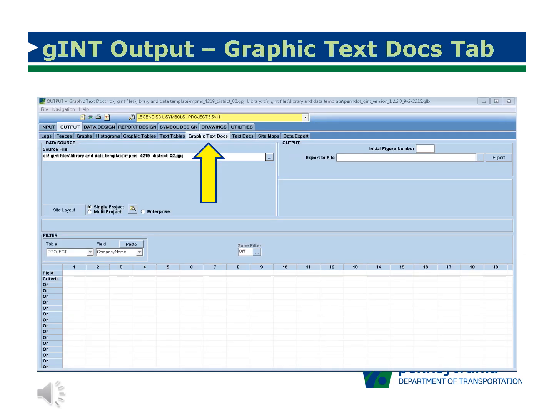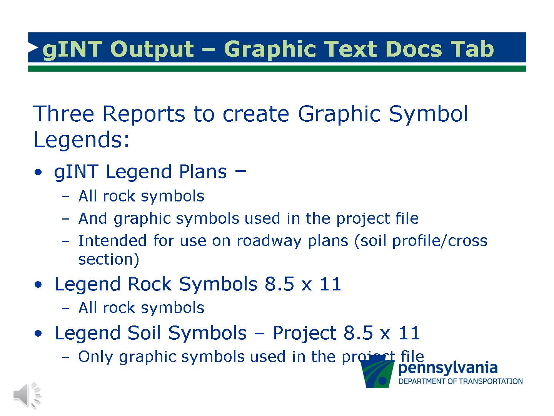The Graphic Text Document tab is used to create graphic symbol legends for geotechnical reports and plans. 3 reports are available: gINT Legend for Plans, which contains all the rock graphic symbols and the graphic symbols used in the soils descriptions of the project file. The gINT Legend for Plans is intended for use on roadway cross-sections or profiles. The legend Rock Symbols 8.5 by 11 displays all of the rock graphic symbols for the project. The legend Soil Symbols Project 8.5 by 11 displays all the soils graphic symbols specified for the project.